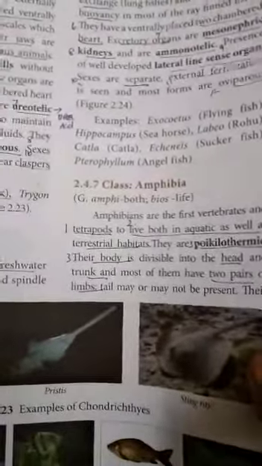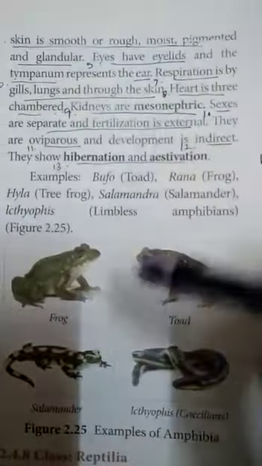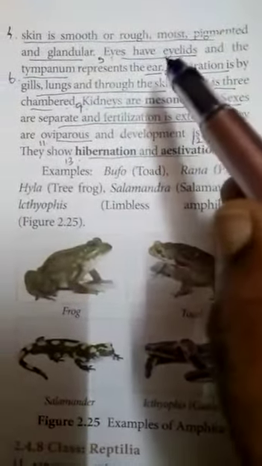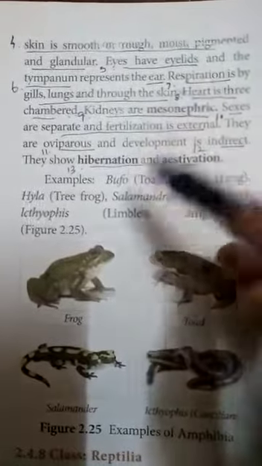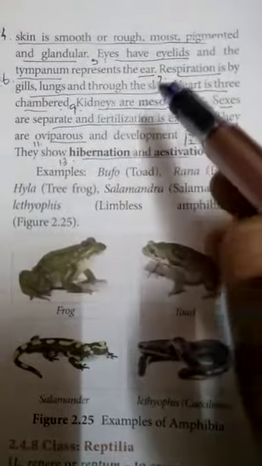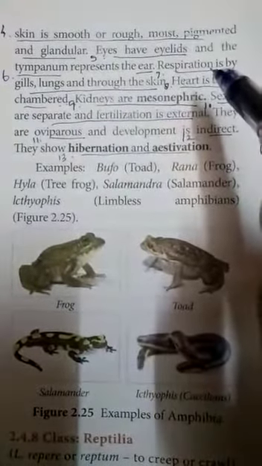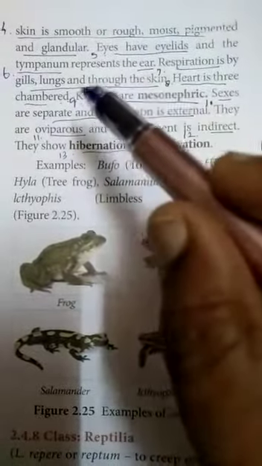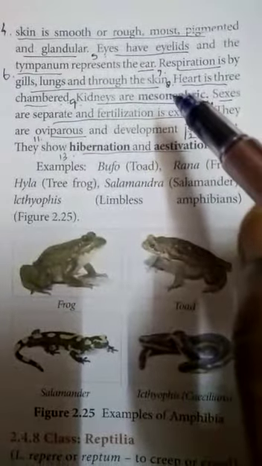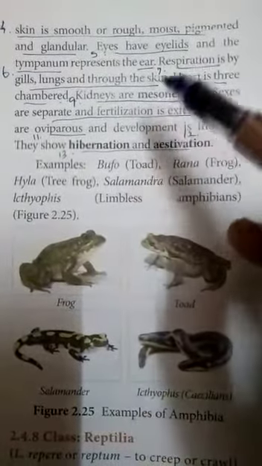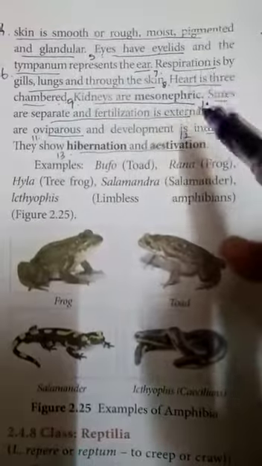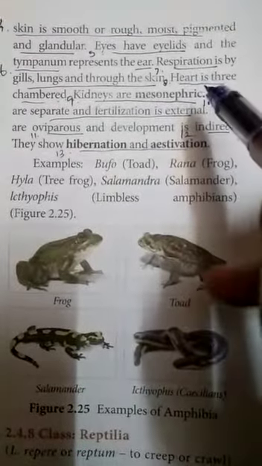Salamander is likewise. Okay, the next one is skin, which is smooth, moist, pigmented and glandular. You see that in the skin. And the eyes have eyelids. Eyelids are present here. And the tympanum, the ear, is present. Sixth point. Seventh point is respiration through gills, lungs and skin. We have studied all those things in 7th standard, so I go through them in a very fast manner.